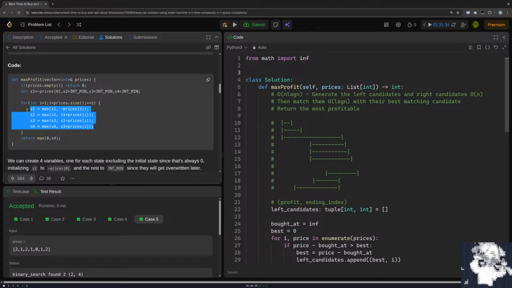Something I'm not understanding is how are they tracking the buy? Oh, because they're doing something weird. Instead of doing maxes and mins, they're doing maxes over negative prices. Yeah, it really is as simple as the very first idea that I dismissed.